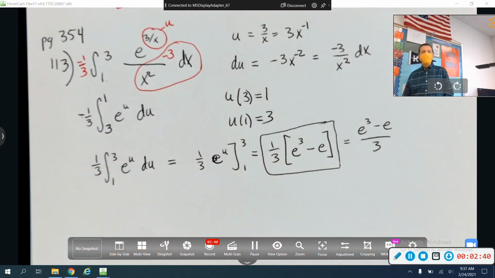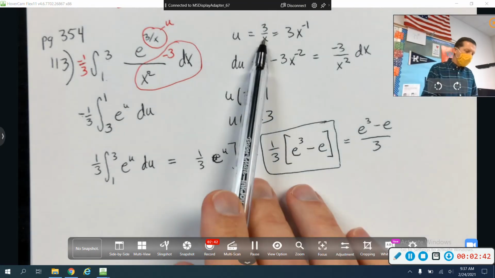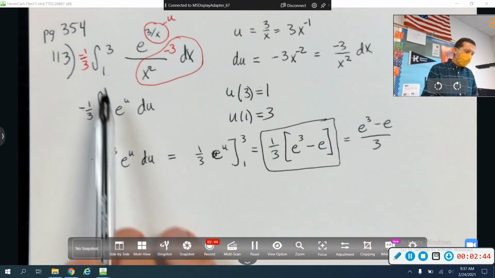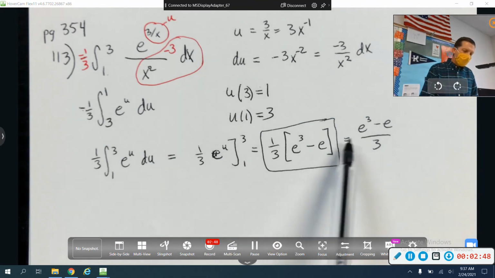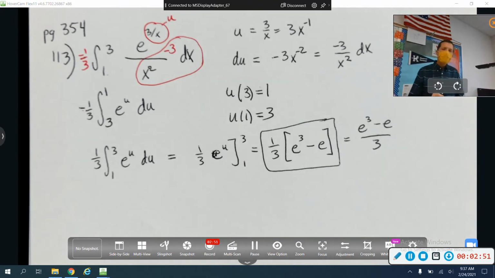So that was a good one. That u substitution, e to the u, switching limits, top minus bottom, and not really any algebra there at the end. What else from 354?